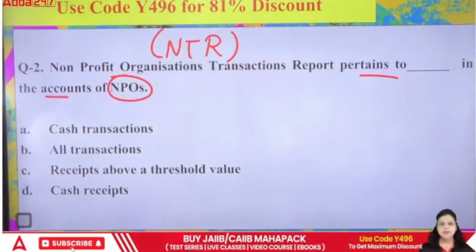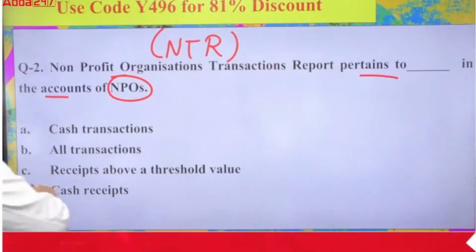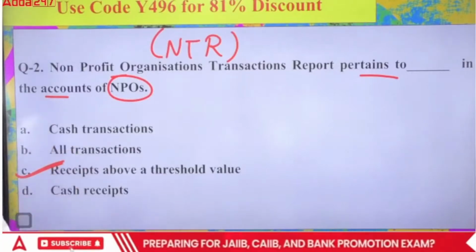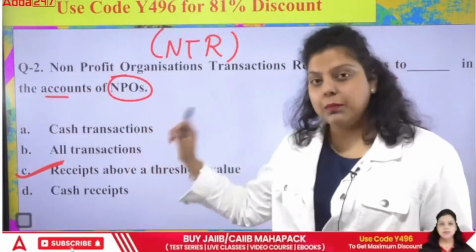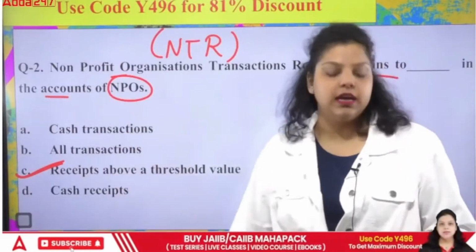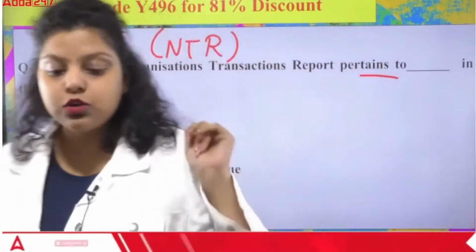Okay. So the right answer for this particular question will be receipts above a threshold value. A certain threshold value will be given for the non-profit organization's account, and above that you have to submit the NTR report, that is, the non-profit organization transaction report.